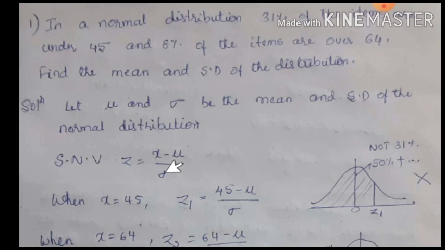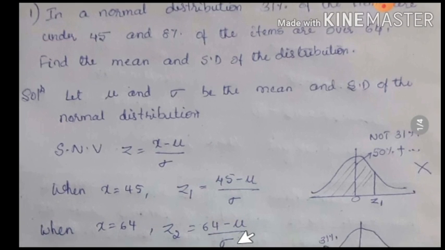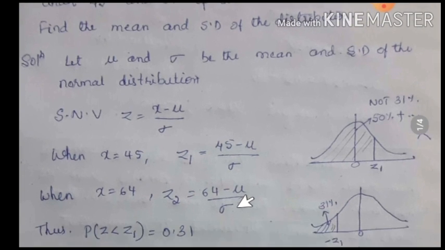The given condition here is that we need to find the probability for the items under 45. Taking x as the random variable, the standard normal variate z1 is (45 minus mu) by sigma, and for 64, z2 will be (64 minus mu) by sigma. So we need to find z1 and z2, and from that we need to find mu and sigma. Now, how do we find the probabilities?